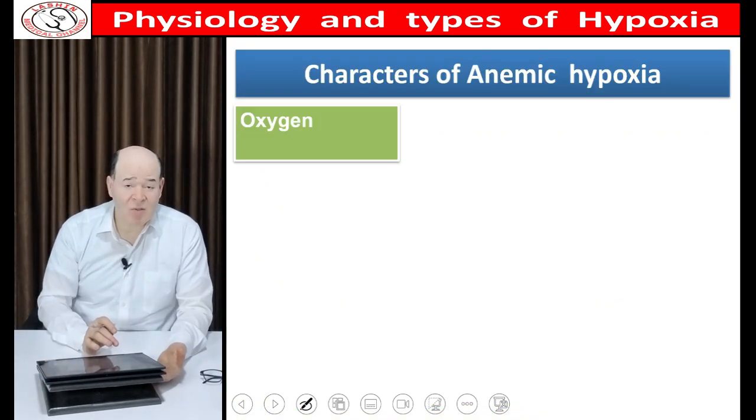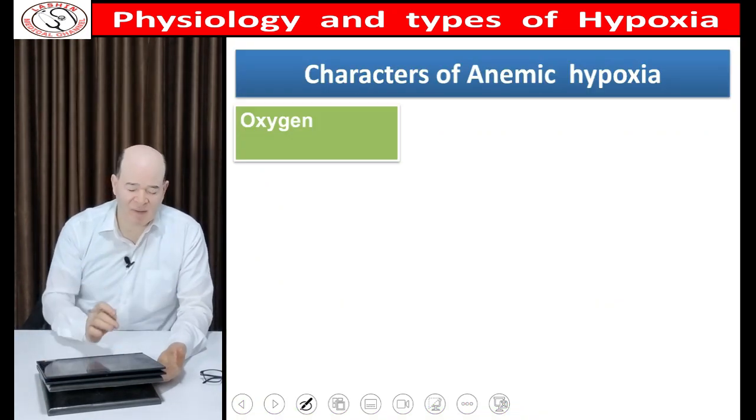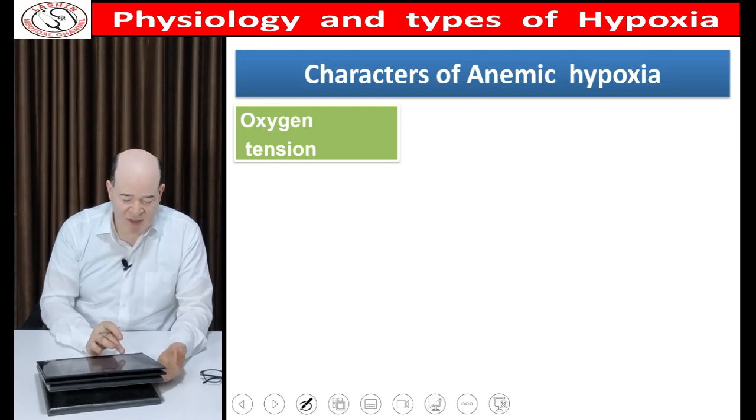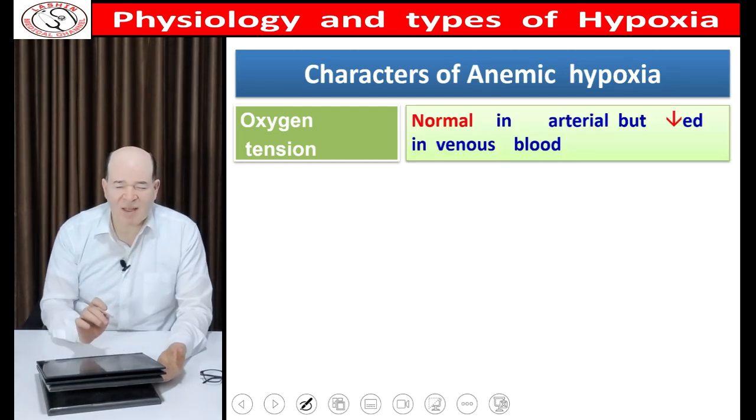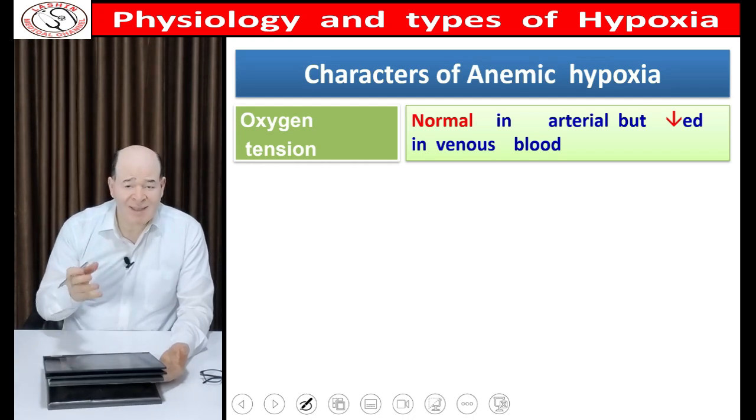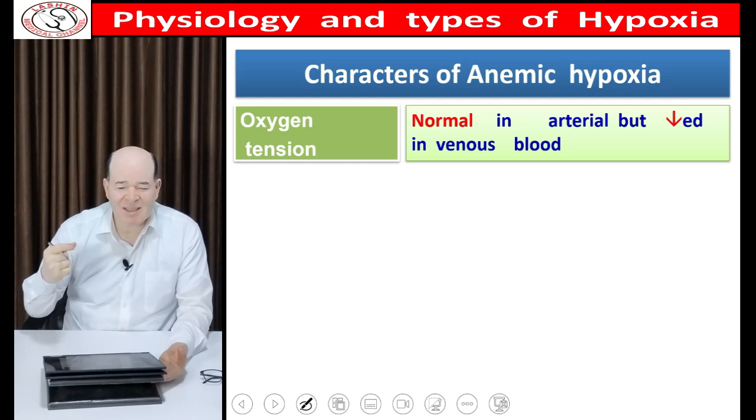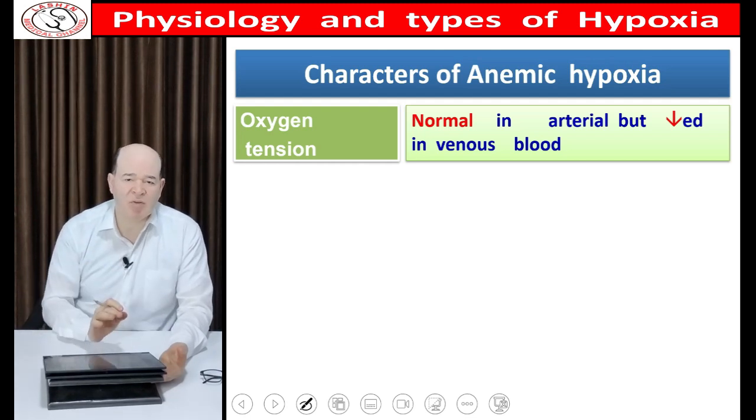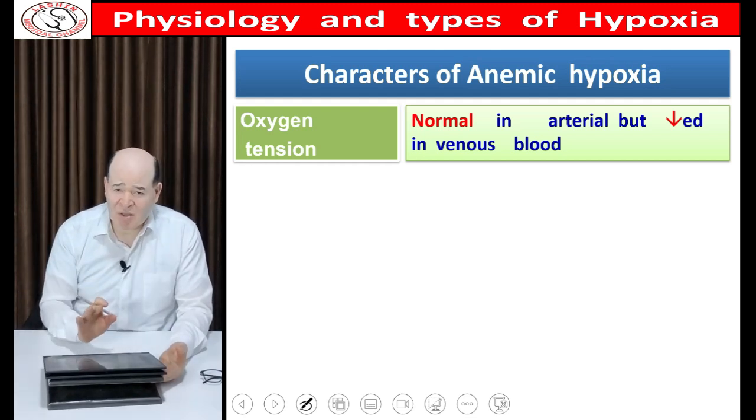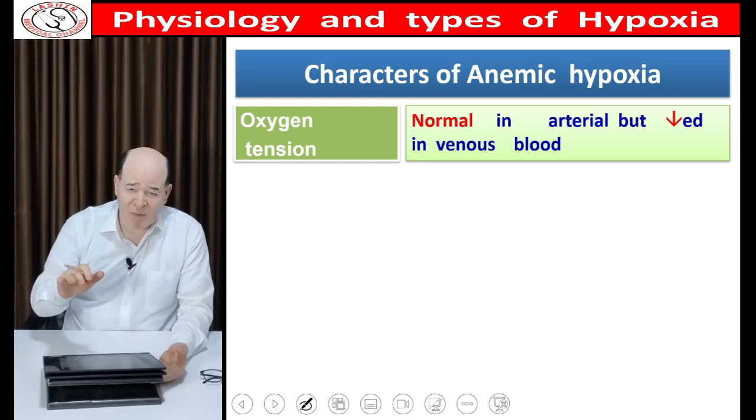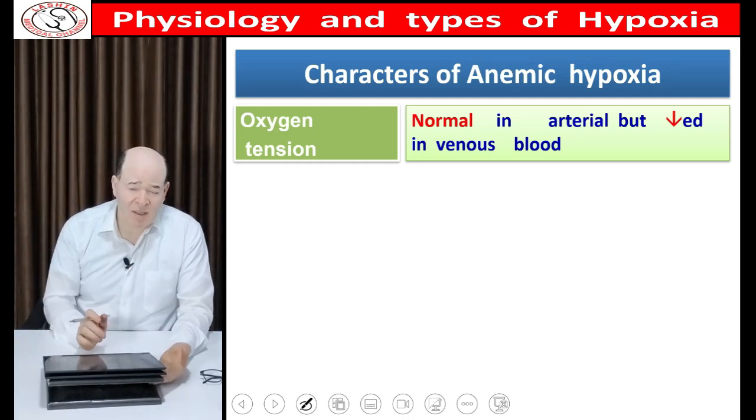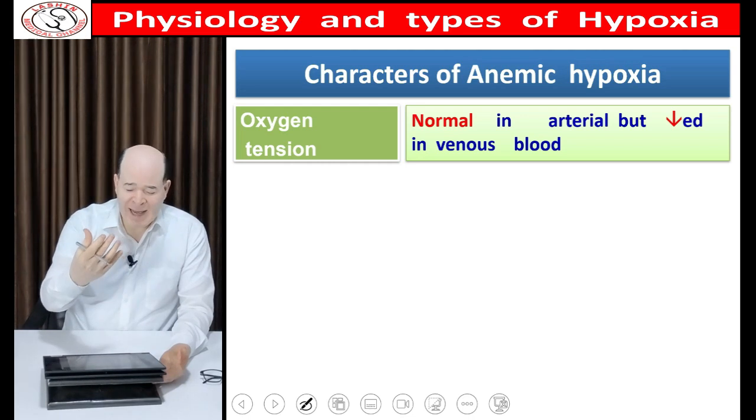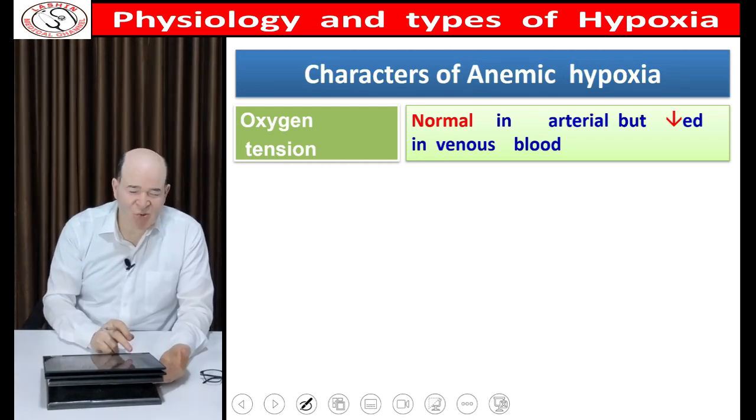What about the characters of anemic hypoxia? We have the 5 characters. First, the oxygen tension. The oxygen tension is normal in arterial and decreased in venous blood. It is normal in arterial blood. The only condition in which oxygen tension is decreased in arterial blood is hypoxic hypoxia. In any other type, the oxygen tension in arterial blood is normal. However, it is decreased in venous blood because tissues will extract more oxygen, so it is logical to be decreased.